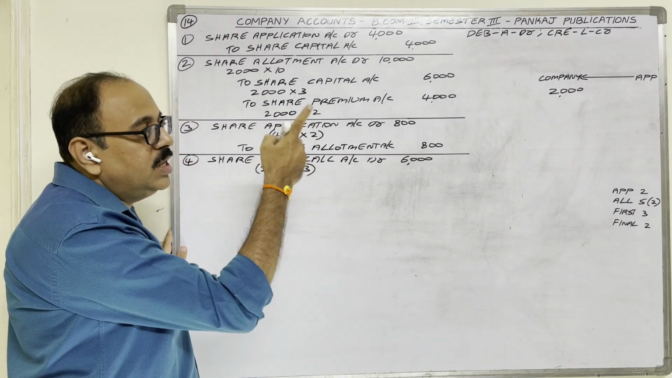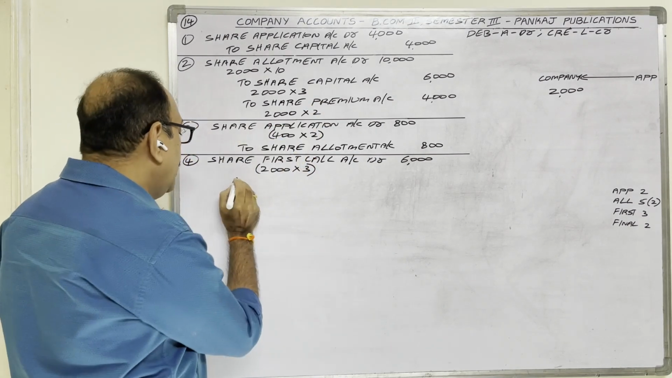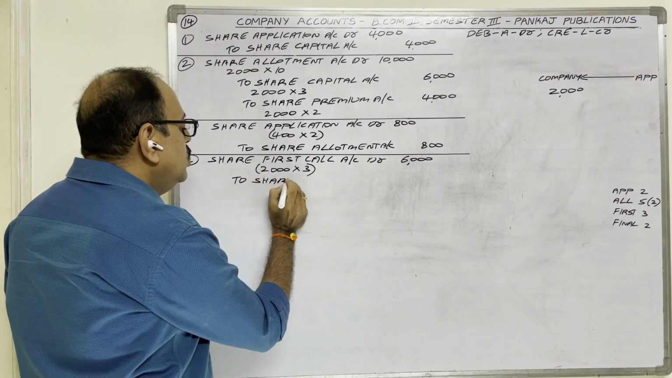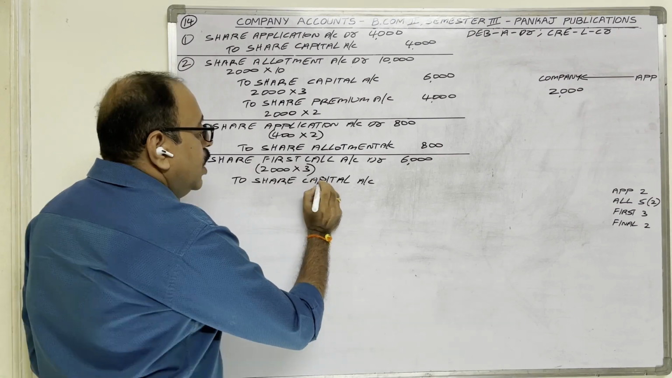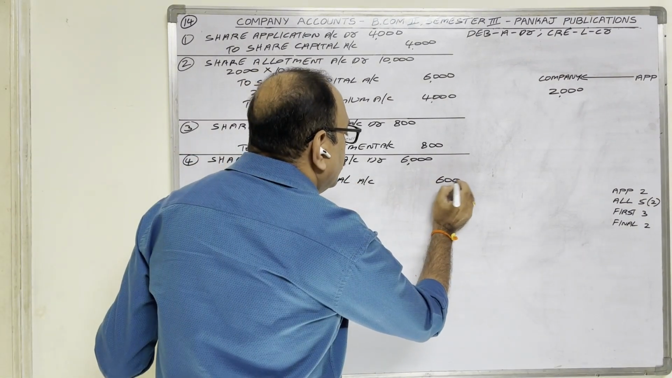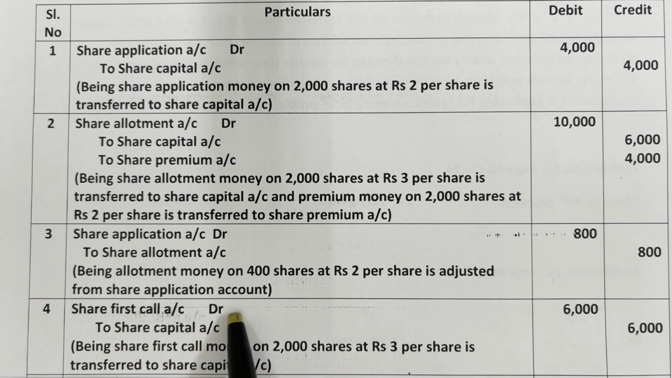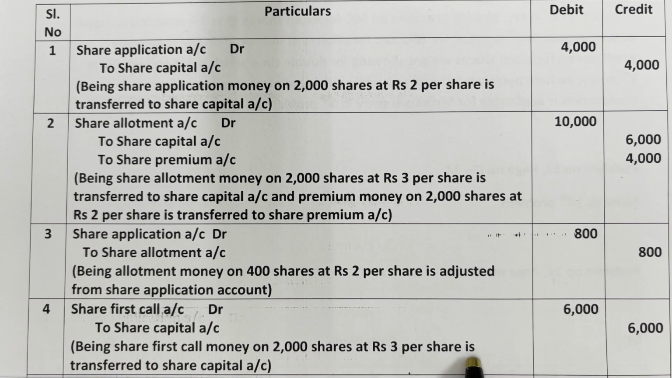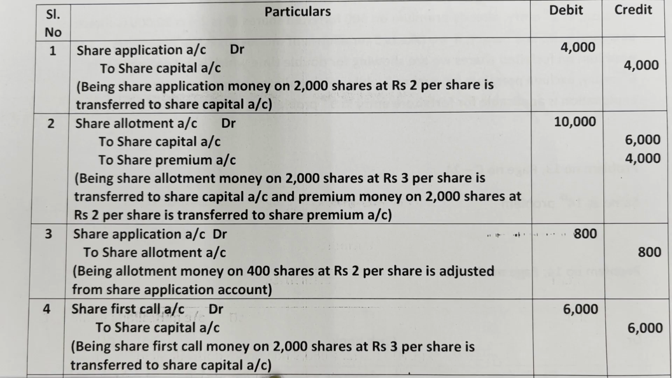So share capital is a liability. Liability shows a credit balance. Therefore, we have to credit share capital account, amount same 6000 rupees. Fourth entry, share first call account debit to share capital account. On 2000 shares at the rate of 3 rupees each, first call money we are transferring to share capital. Mention that as a narration. Being share first call money on 2000 shares at 3 rupees per share is transferred to share capital account.